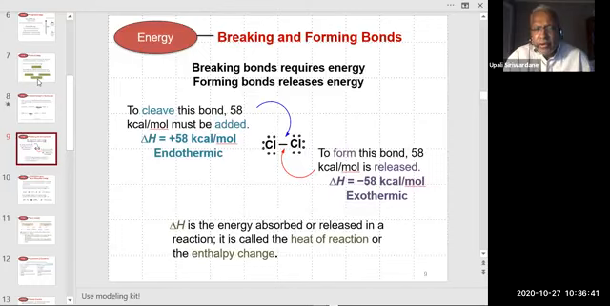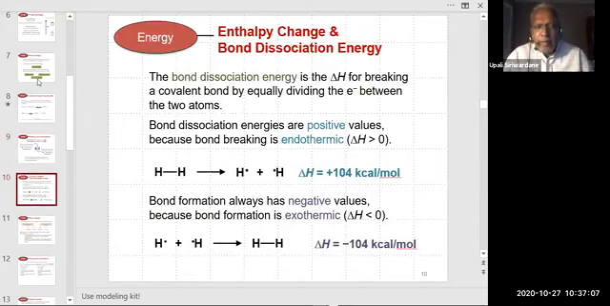To form a bond between chlorine-chlorine atoms, 58 kilocalories per mole is released, which is negative energy. Delta H, enthalpy, is the energy absorbed or released in a reaction. It is called the heat of reaction or enthalpy change. Talking about enthalpy change, heat released or absorbed during the bond making and bond breaking process.